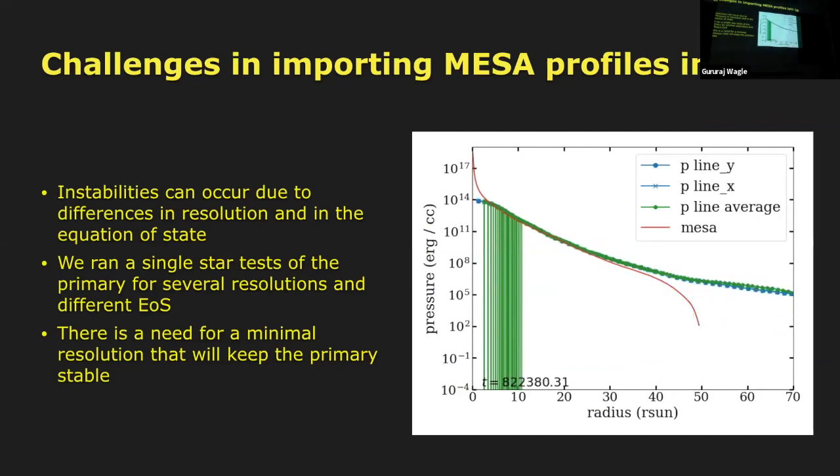Some challenges, as I mentioned, are stability issues. So you take 1D in MESA and you import it to 3D. You have different resolutions, different equations of state, and when you compare the initial pressure profile to the MESA one, you get that the star suddenly collapses. So you cannot simulate this for longer. The solution for that: we ran several resolutions, and we also added an equation of state more resembling the MESA one. We added radiation pressure to the ideal gas, which we usually use. Then we found it's more stable, but overall there is a need for a manual resolution to keep the primary stable, and that's what we did in the simulation that I showed earlier.